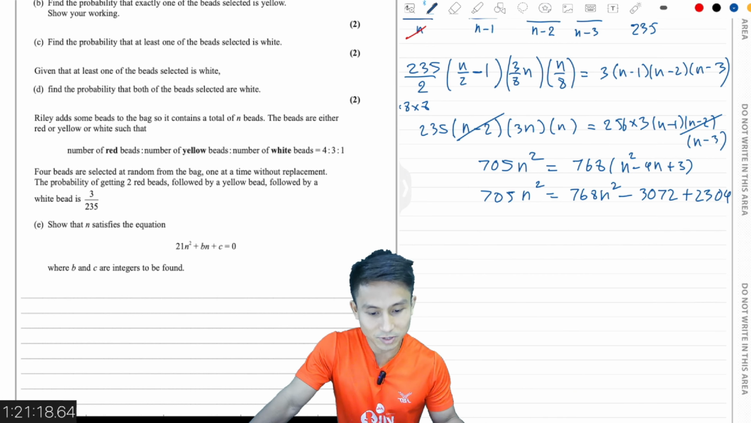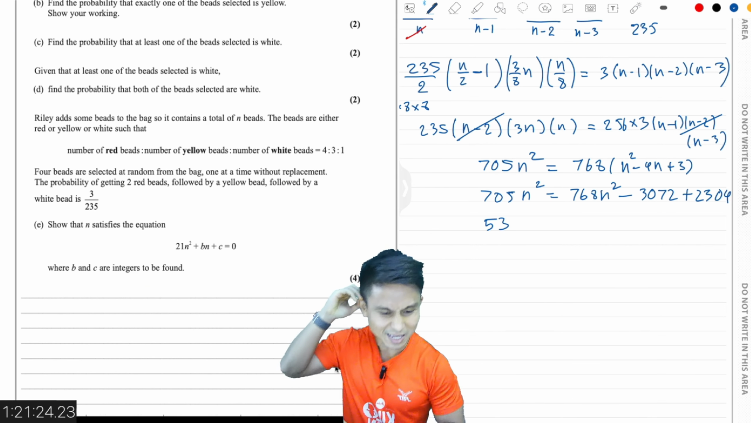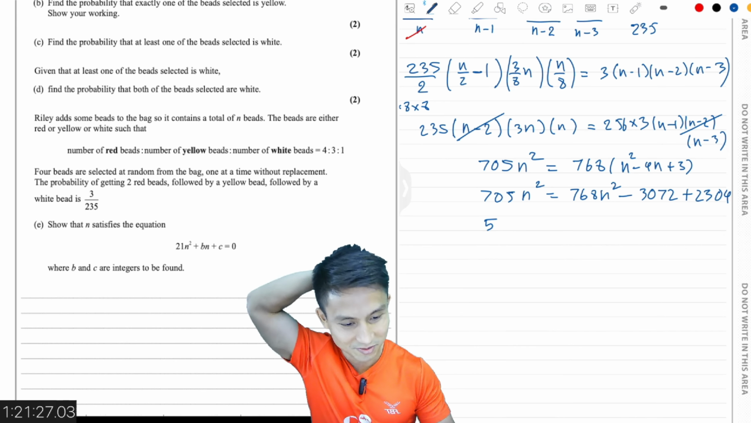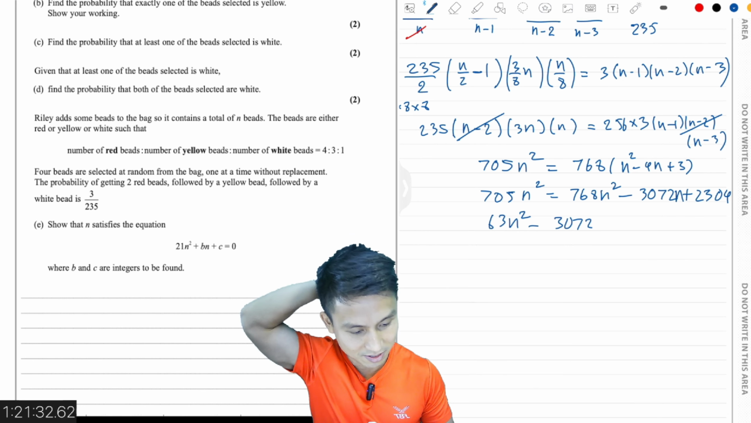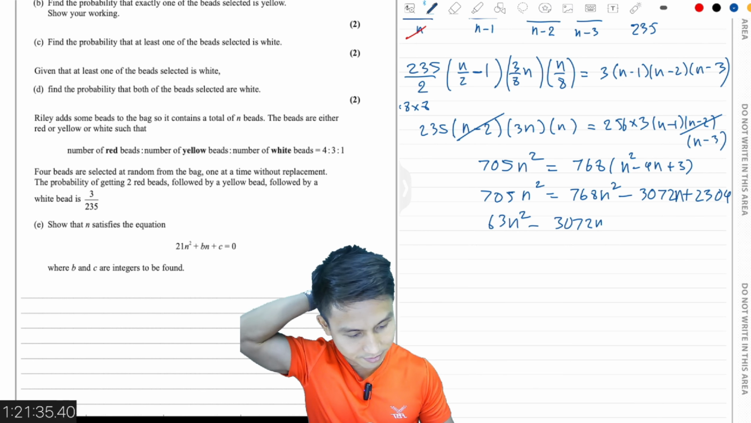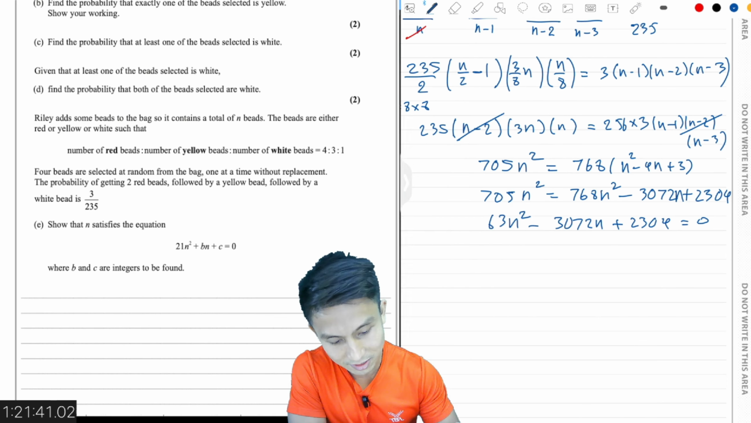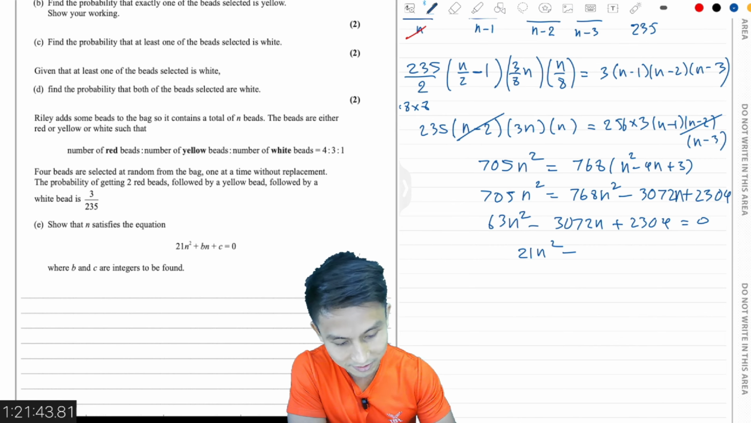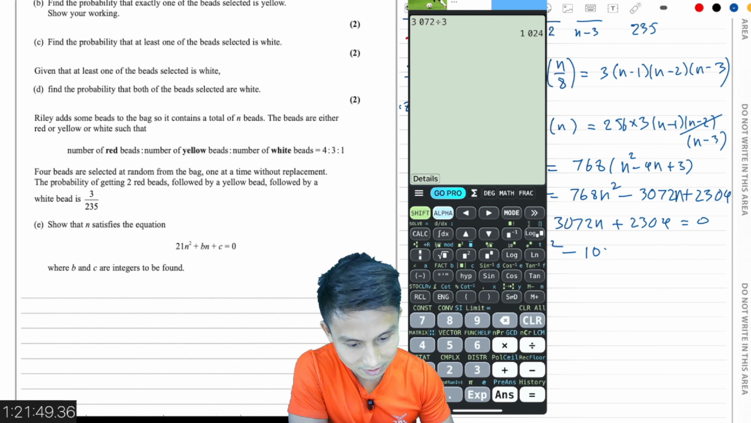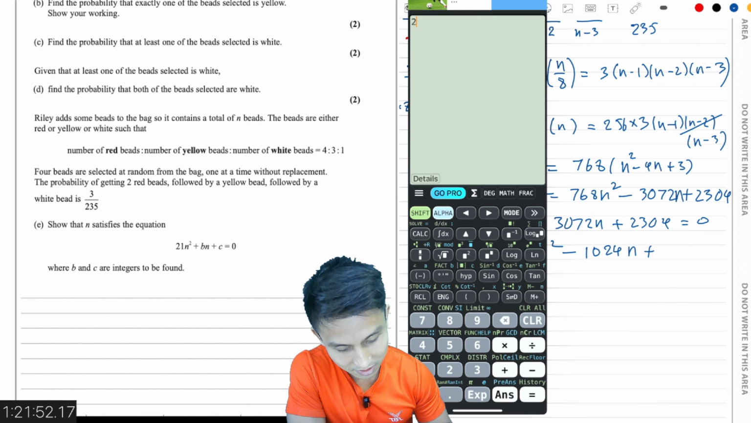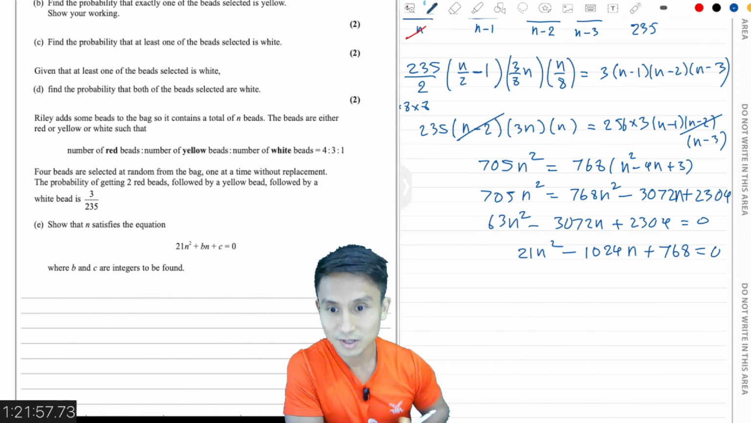Yeah, so that, wait, hang on. So that's going to give me, if I move everything to the right side, that's going to be 53. No, 63. Okay, that works, that works. Yep. This is an n. And then if we simplify everything by 3, right? This should be 21n squared. And the 30 and 72 divided by 3, yep. That's 1024n. And the last one, 2304 divided by 3, yep. That's 768 equals 0. So that's it.